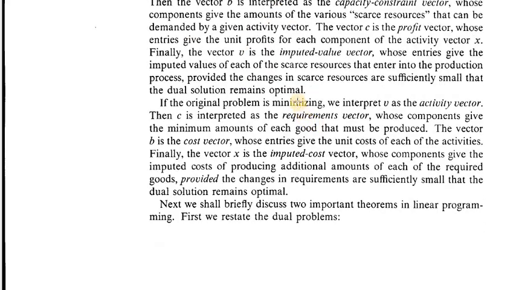Okay. On the other hand, if we have a minimization problem, then v is your activity. That's what you're doing, and the activities have a cost. And the c is the requirements vector. You have to meet certain requirements. So what happens when you raise these requirements? You're going to have more costs. So what's more costs going to be? If I raise any entry of this vector c by 1, then the increased cost of the best solution is going to be given by the corresponding value of the vector x.